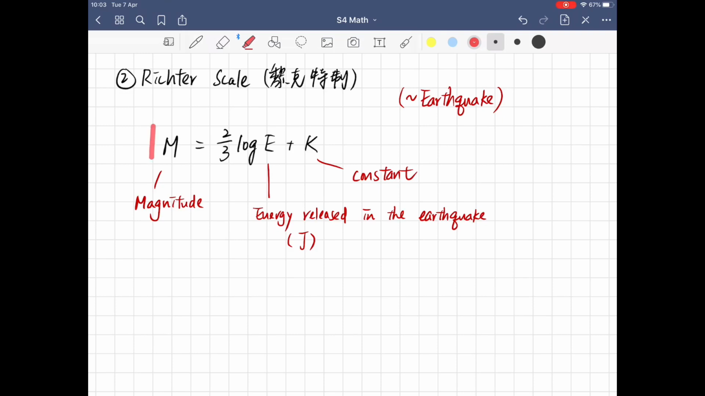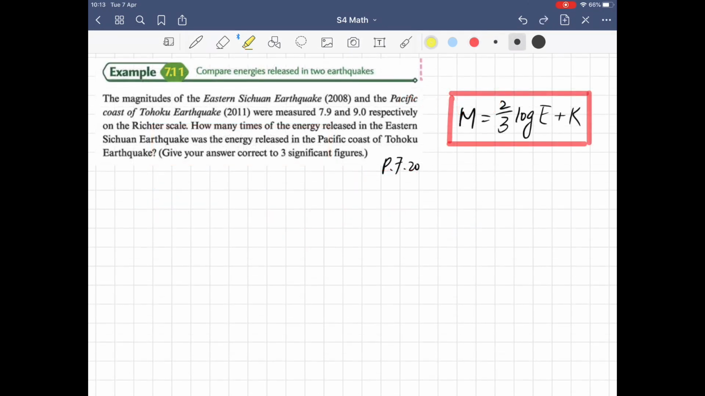Okay, so this is the second application that we have to learn. And I will give you an example later. So let's take a look at 7.11 in your textbook, page 7.20. So in this question, it is given that the magnitudes of two earthquakes, the Eastern earthquake and the Pacific Coast earthquake, were measured 7.9 and 9.0 respectively.